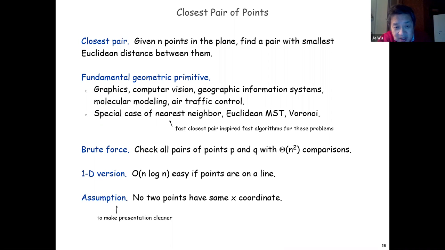Surprisingly, you can do better. By the way, in one dimension it's relatively easy: on a line you can do it in n log n. But 2D is a little more difficult. You might think n squared is the best you can do, but in fact you can find a better solution. We will teach you a method using only n log n. And later, if we have time, there is even another algorithm using only n, by a probabilistic, randomized method.